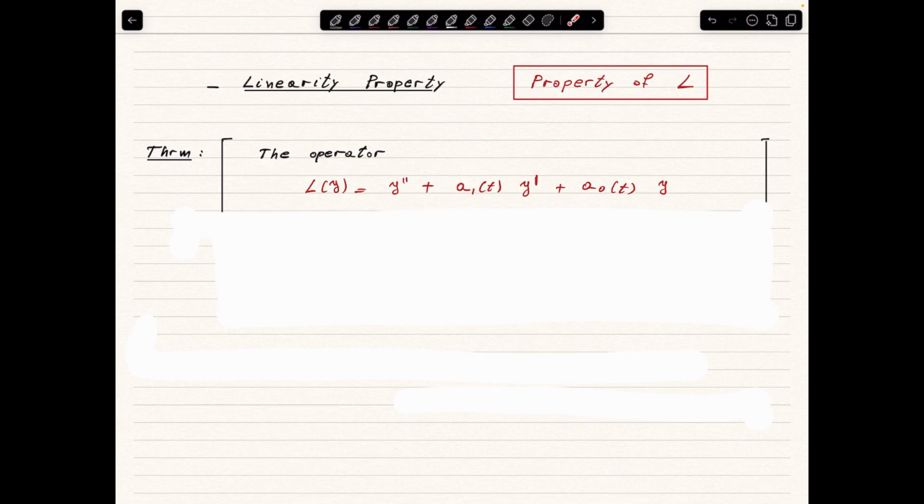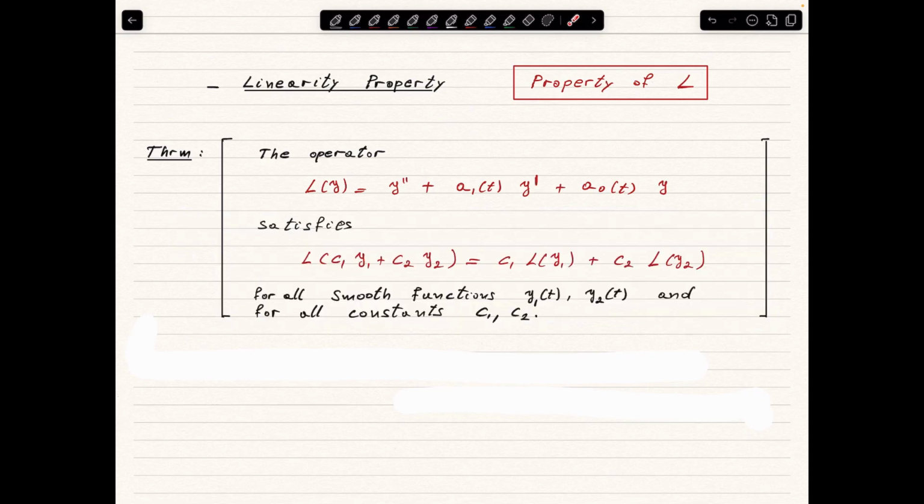That operator satisfies the following property. If we do a linear combination with constants, c1 and c2 arbitrary constants, we multiply c1 by one of the functions and c2 by another function. y1 and y2 are smooth functions. Smooth means the second derivative is continuous. Then the operator acting on this linear combination is the linear combination of the operator acting on the individual functions. That property is called the linearity property.